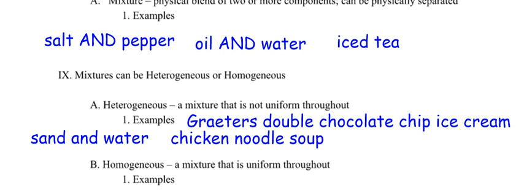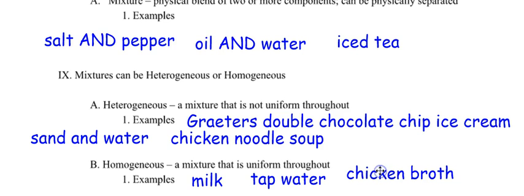We have homogeneous. These are mixtures that are uniform throughout. So milk, you don't need to shake up your milk. It doesn't separate out, does it? Tap water, there are things in your tap water. You have chlorine and fluoride and dissolved gases and some minerals, okay? But it's uniform throughout. You don't see all those things. Just clear chicken broth, okay? You don't see little chunkies floating around. It's just chicken broth.